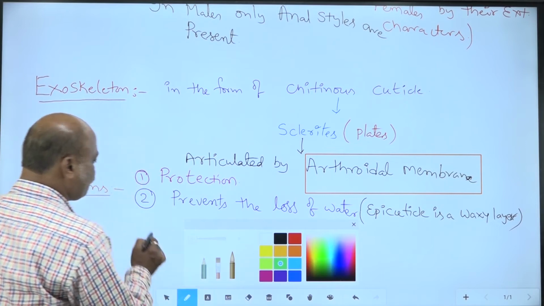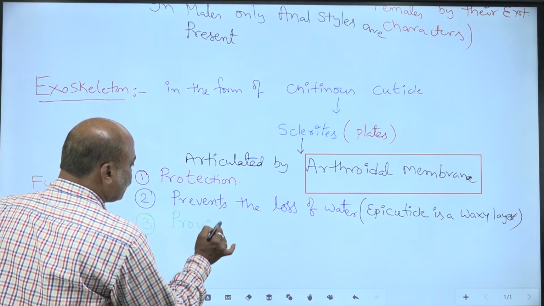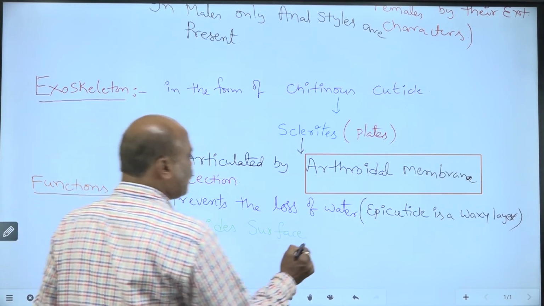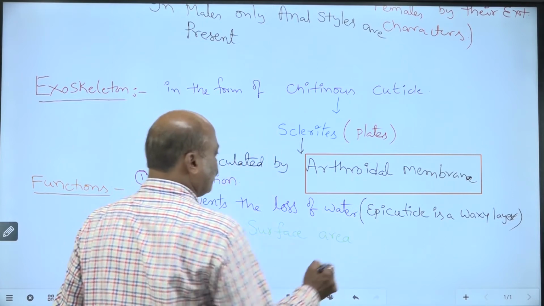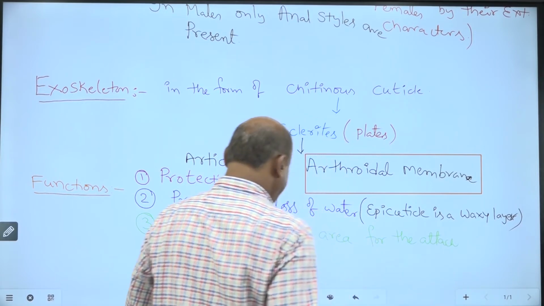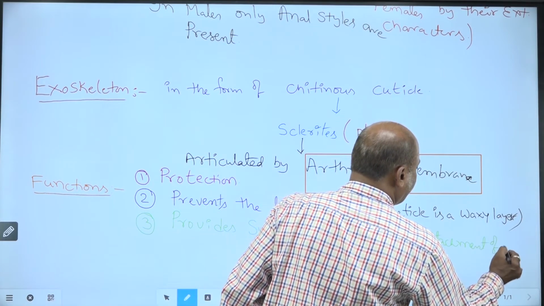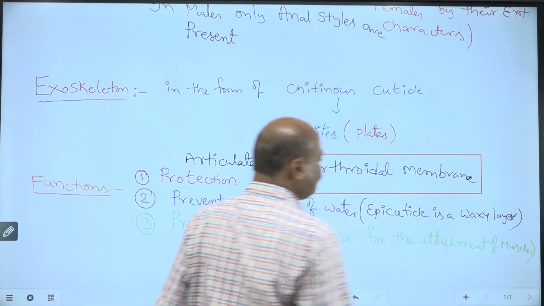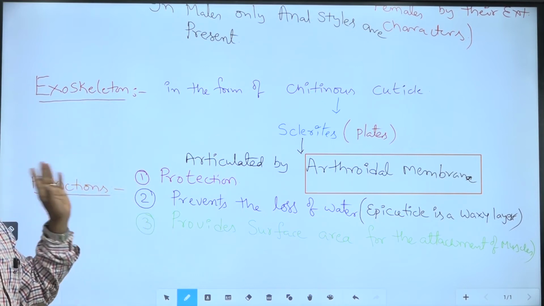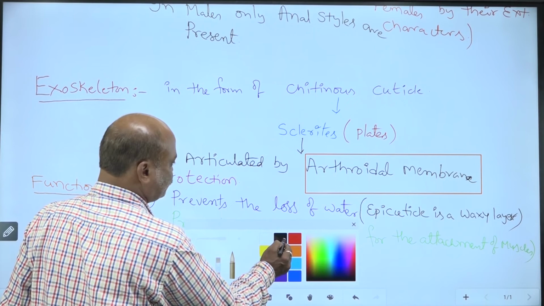Then the third function is, it provides surface area for the attachment of muscles. So these are the main three functions of the exoskeleton. That is what exoskeleton. Now coming to body division.